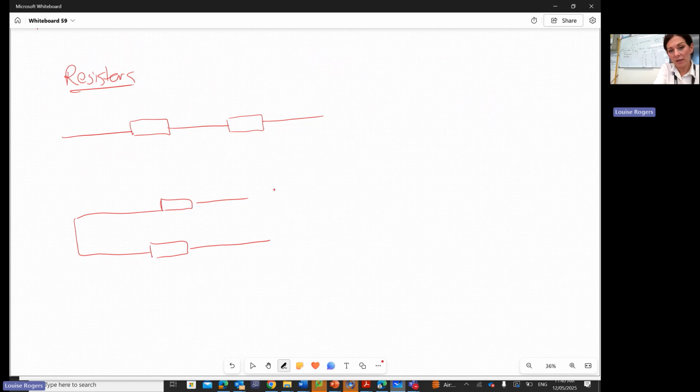in a circuit. Now, if these are, say, 20 ohms each, this one is going to have more resistance than this one, even though they've got the same amount of resistance in each resistor, and that's because of the combination. So when they're in series, we have to add them together. So the total resistance, which we say RT, is equal to 40 ohms here. Okay, so if we've got resistors in series, we just add them together.